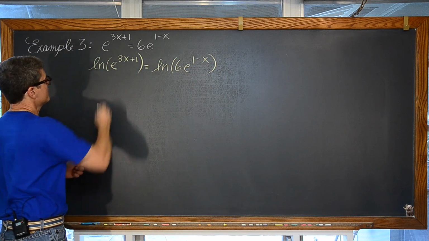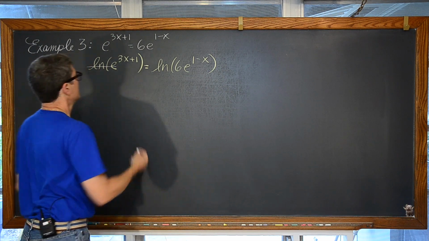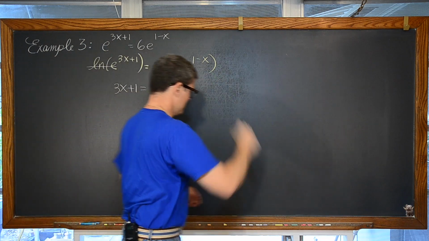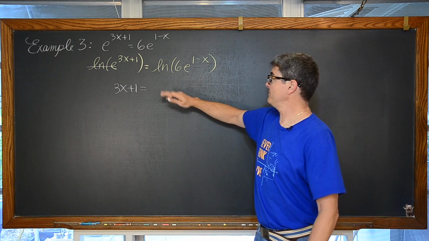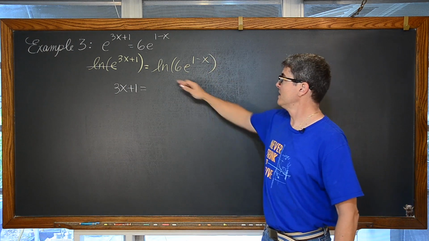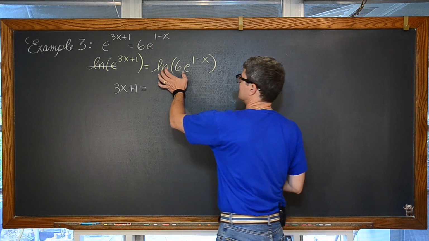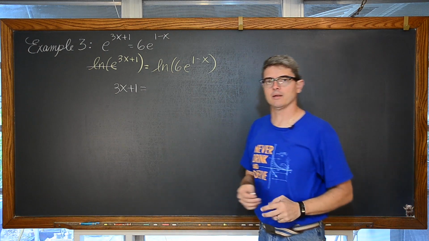Well, over here, the natural log function and the exponential function just simply cancel out, and you have 3x plus 1. Now over here, the natural log function, the log base e, and the natural exponential function, e to the 1 minus x, those inverse math operations are not going to cancel out because they're not directly applied to each other. There's this darn 6 in the way.